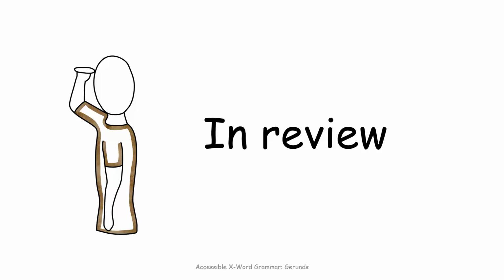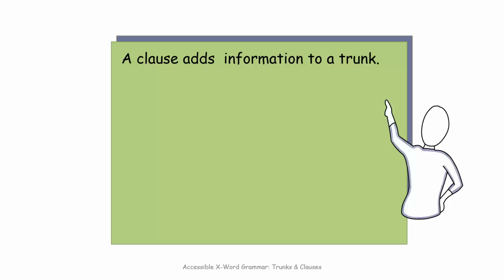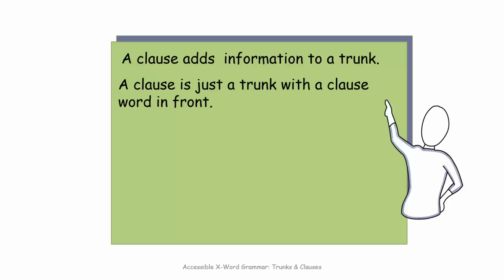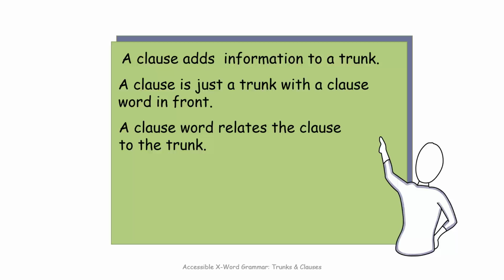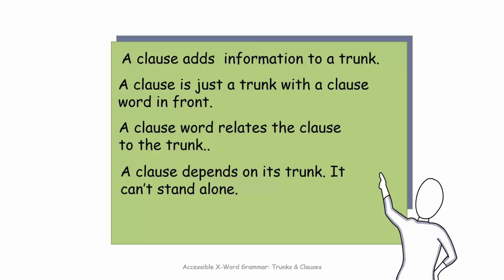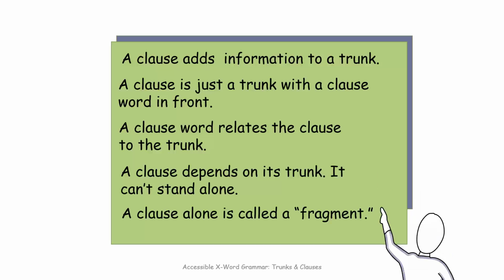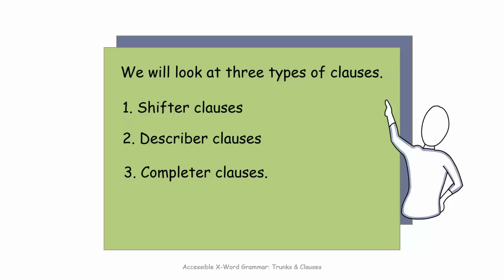In review, a clause adds information to a trunk. A clause is just a trunk with a clause word in front. A clause word relates the clause to the trunk. A clause depends on its trunk. It can't stand alone. A clause alone is called a fragment. We will look at 3 types of clauses: shifter clauses, describer clauses, and completer clauses.